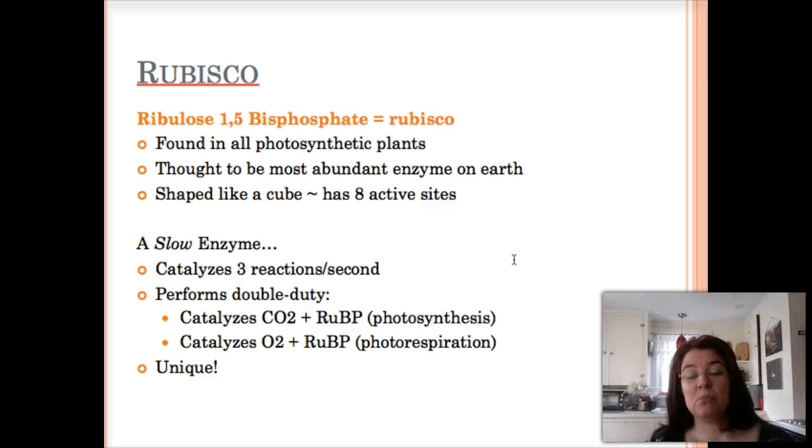It turns out that RUBISCO does 2 separate reactions. RUBISCO does the reaction of catalyzing carbon dioxide coming together with RUBP, what we've just talked about in photosynthesis. It's also able to add oxygen onto RUBP in a process called photorespiration, which is done by certain organisms on the planet. So RUBISCO is quite unique.